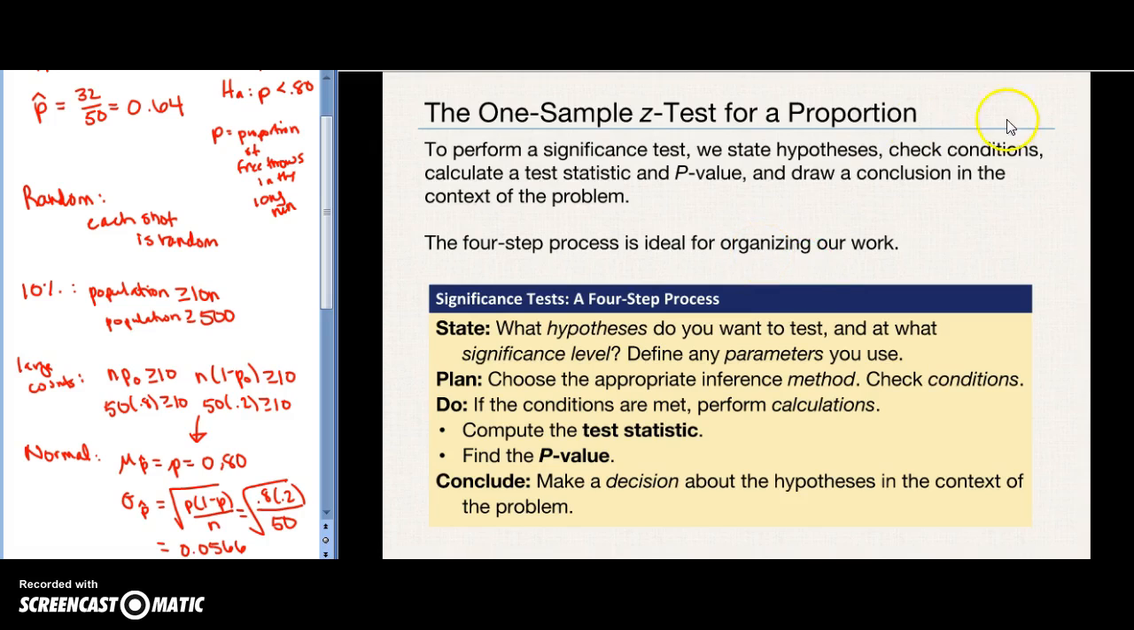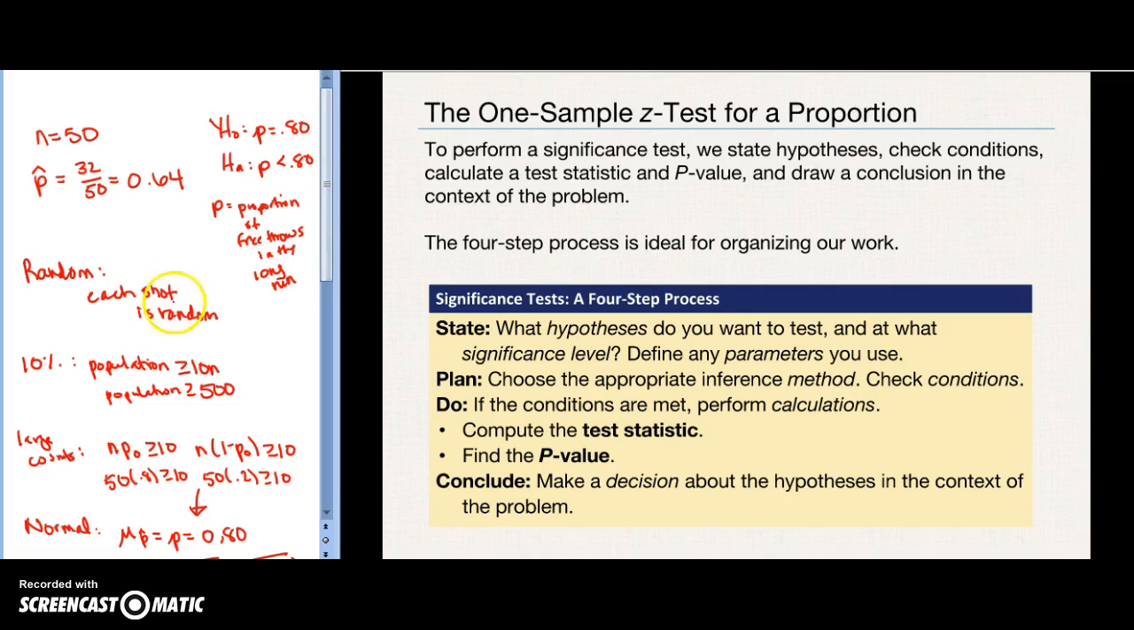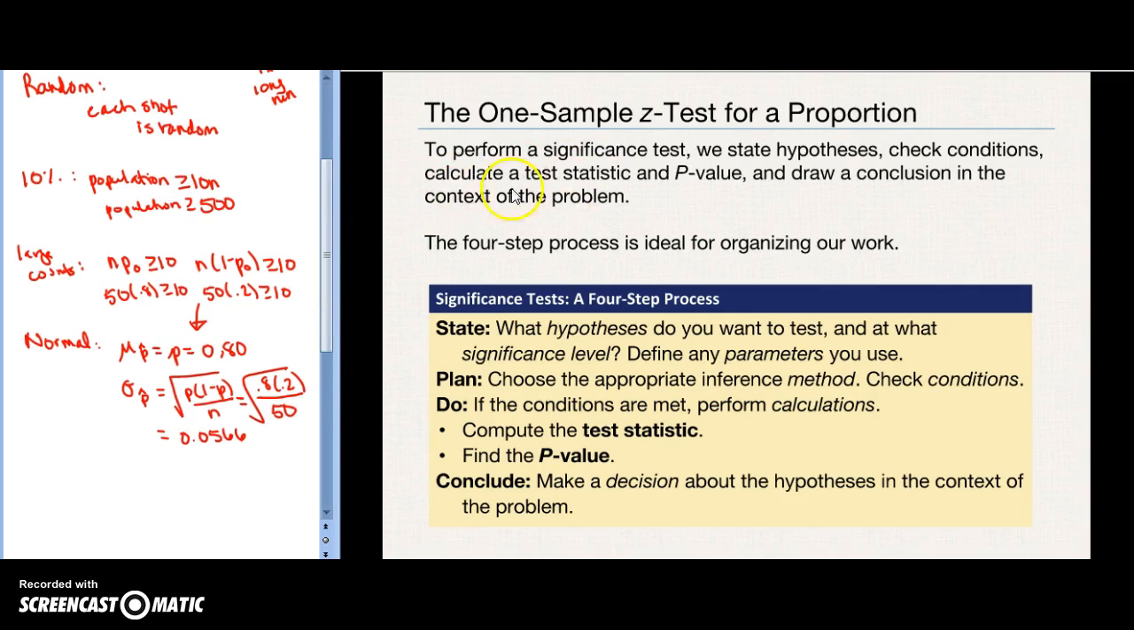Just summarizing what we just did. To perform a significance test, we state the hypotheses. We did that at the top of our sheet over here. Then we check our conditions. We did that down here. Then they showed us the calculations for that test statistic, and the p-value from the table. And then we draw a conclusion. The same steps that we were doing with confidence intervals are in there: state, plan, do, conclude. There are a few more parts to it as we go through it.